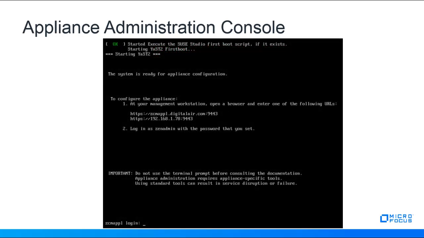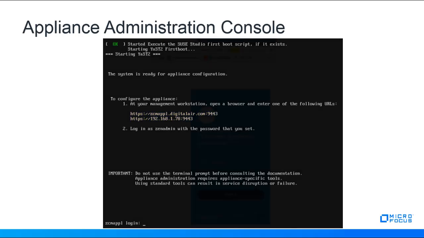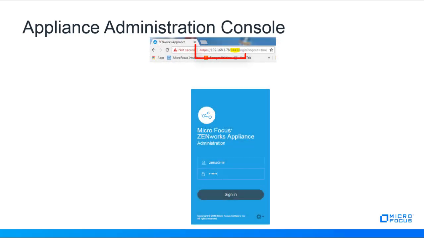Once the appliance server is up and running, the appliance VM will display the URL to the administration console for the Micro Focus ZENworks appliance. Again, that will be on port 9443. When you enter that URL and port, log in with ZenAdmin and the password that was used when configuring the console, then the main page for the administration console will appear.